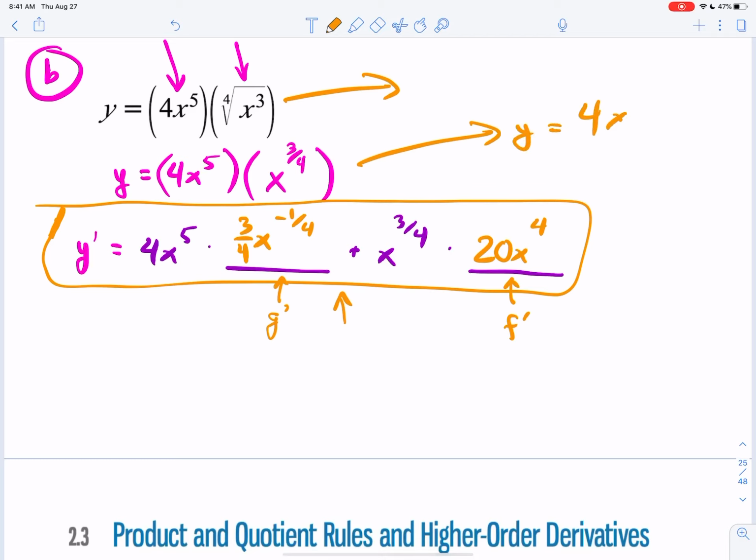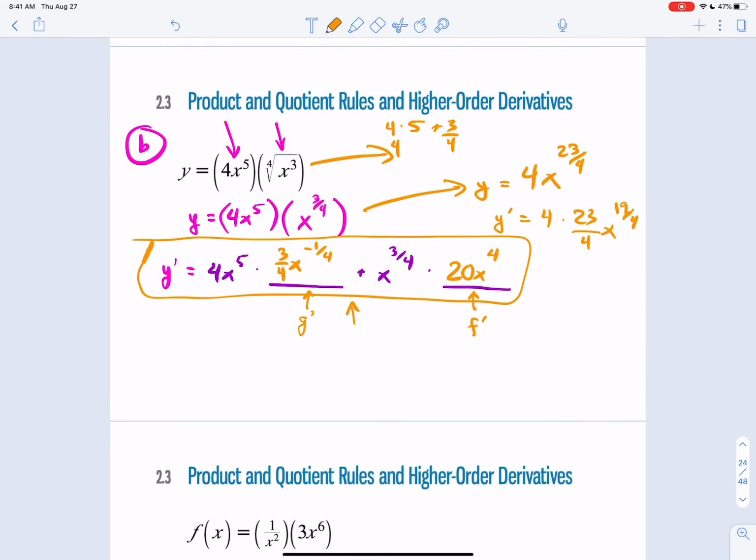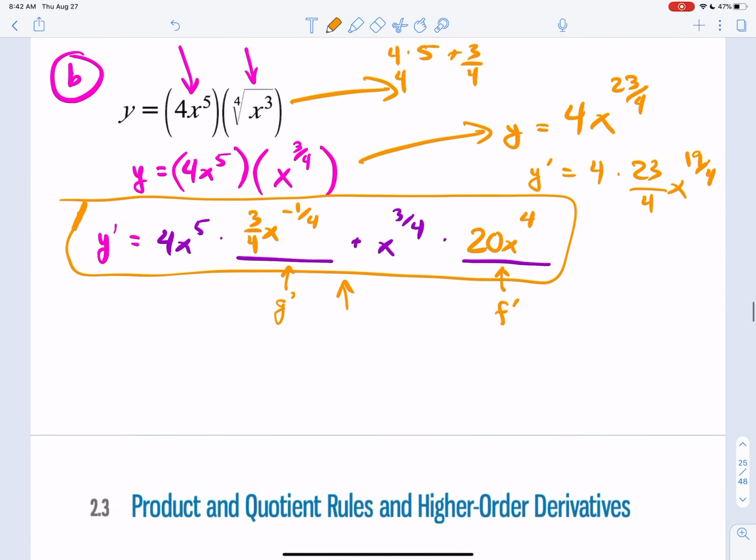So 4, we're going to add 5 3/4. Oh gosh, whatever that is. That's going to be to the 23/4, and then you could just apply the power rule there, which is 4 times 23/4 x to the, oh gosh, 19/4. All right. Now, I don't expect you guys to go as fast as I am. You will eventually, but just go at your own pace. You're seeing this for the first time, so don't be too focused on speed. Focus on accuracy first, okay?